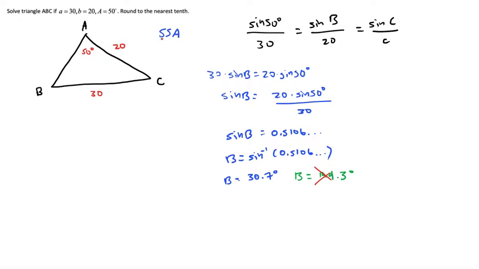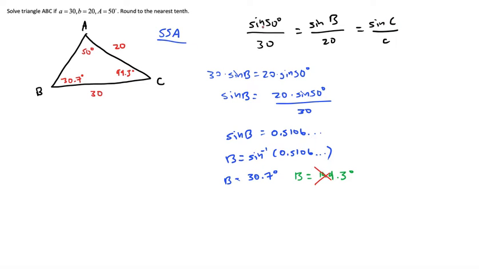So remember, whenever you have an SSA triangle and you're doing the inverse sine, you always have to consider both possibilities. Okay, so I know now that B is 30.7. Hey, look at that. I know these two angles, which means I can figure out what angle C is. We know that the sum of the three angles is 180, so I'll just subtract these from 180. I actually get 99.3 degrees. So there we go, I know that C now is 99.3 degrees.